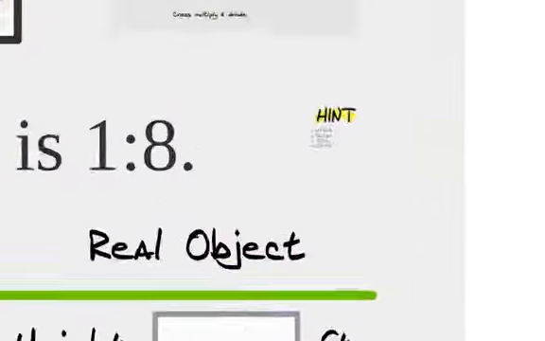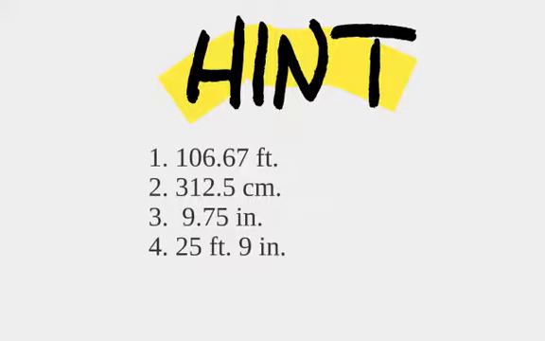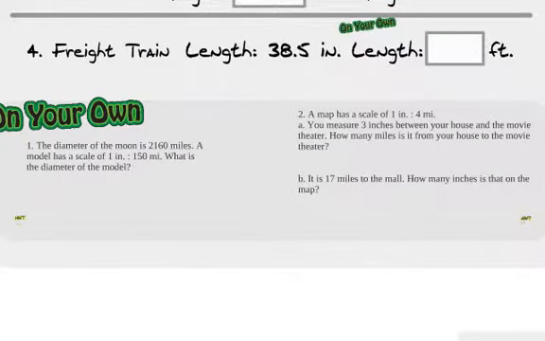All right, how'd you do? Get them? Here they are. The crocodile's about 9 3/4 inches long, and the freight train is actually about 25 feet and 9 inches long. All right, not too bad, huh? Well, why don't you do these guys?